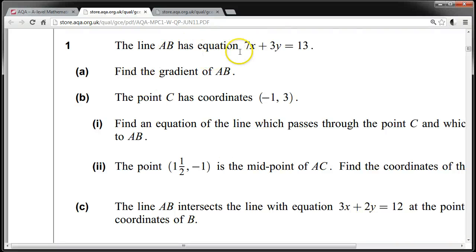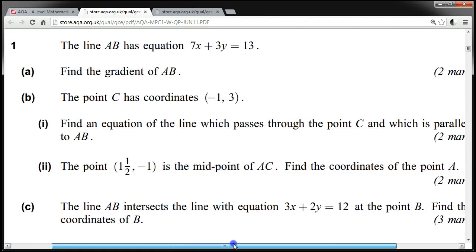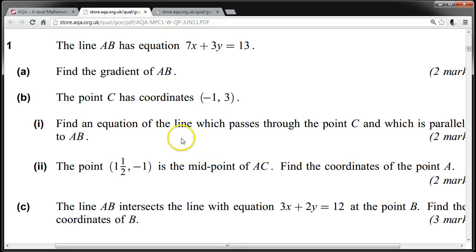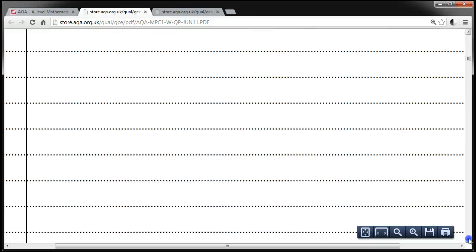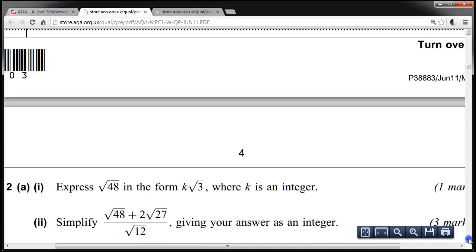The line AB, question 1 then, straight line, gradient, easy. C has a coordinate, so let's have a look at, flick it over a bit. Parallel to C, passes through C parallel to AB, so that's easy once you know this equation's gradient. This is a midpoint of AC, find the coordinates of A, so you know C. Again, this is very straightforward, isn't it? So unremarkable question there, well worth just running through and doing, even if it's slightly tedious in a way.